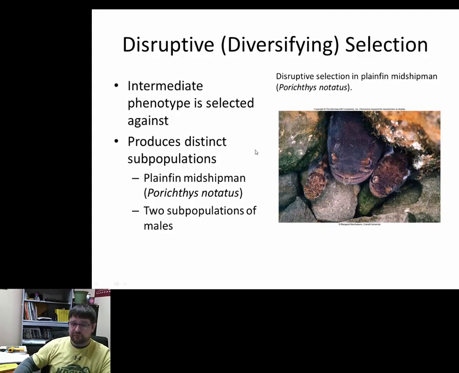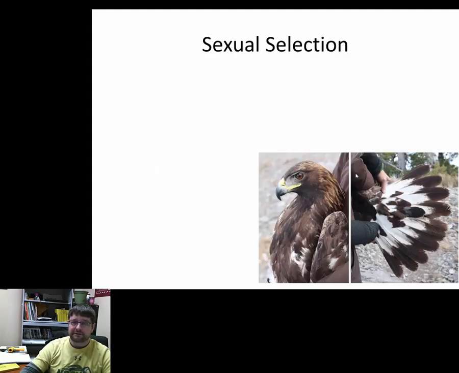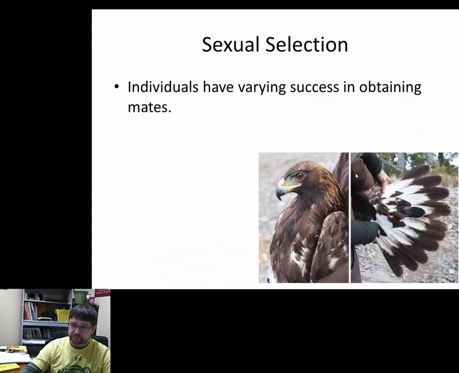So we have two subpopulations of males when we're talking about midshipmen. And like I said before, eventually if these sneaker males start mating with small females, and the large males start mating with just large females, then you might get this big shift, and you might get two separate species due to reproductive isolation.